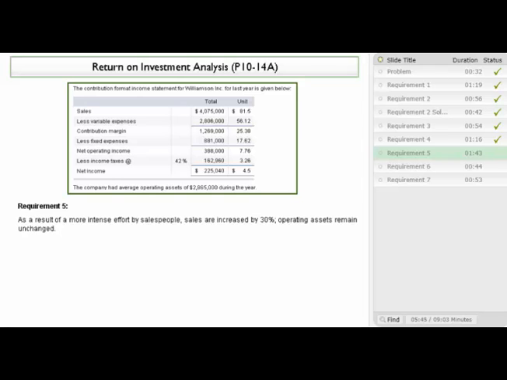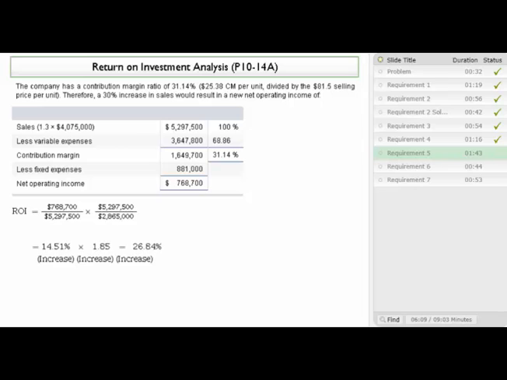Requirement 5 says, as a result of more intense effort by salespeople, sales are increased by 30% and operating assets remained unchanged. Okay, well in this situation, margin would increase. Turnover would also increase, resulting in ROI of 26.84%.